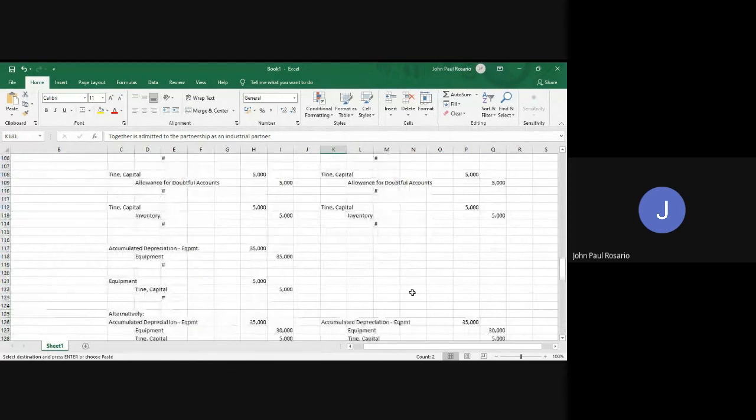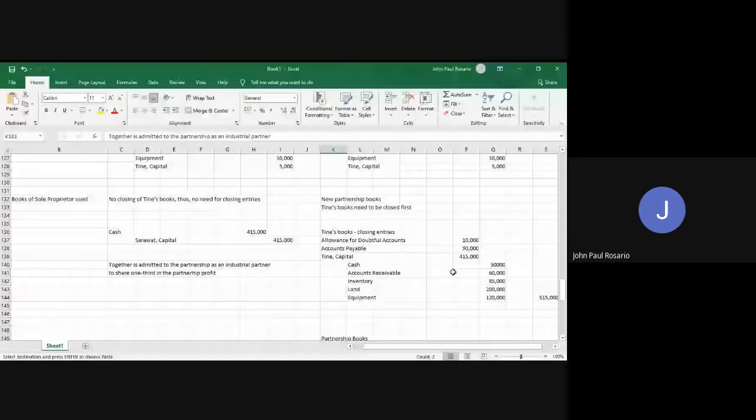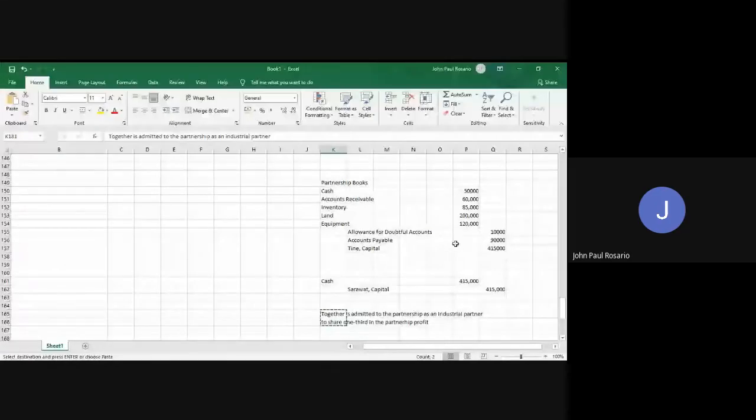After doing the adjustments, for example, we close the book of Tyne or Sarawat and the new partnership book will be utilized. So we make a closing entry in the books of Tyne, and a closing entry in the books of Sarawat. After the closing entries in both books, we open and record their contributions in the partnership books.